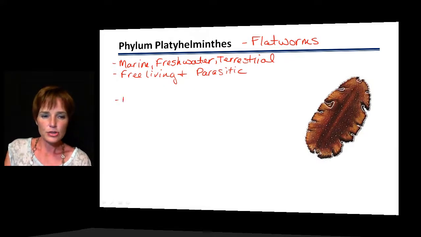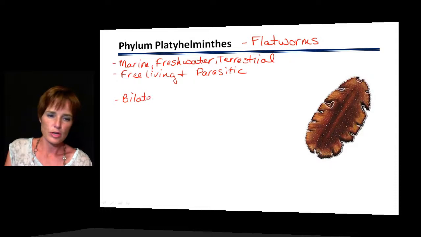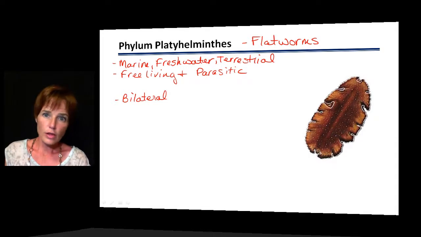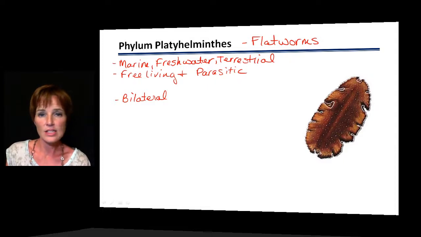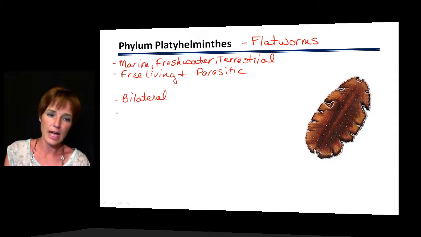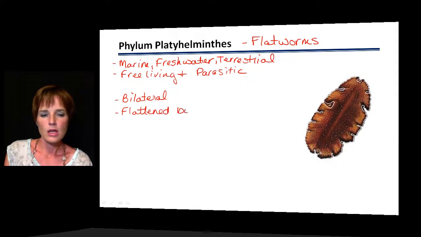And they definitely do have that bilateral symmetry. So all of the animals that we're going to talk about from here on out do have that bilateral symmetry, which means that they have a top and a bottom, and they also have an anterior and a posterior side to them. So that would apply here to these flatworms. They have flattened bodies, very flattened bodies.